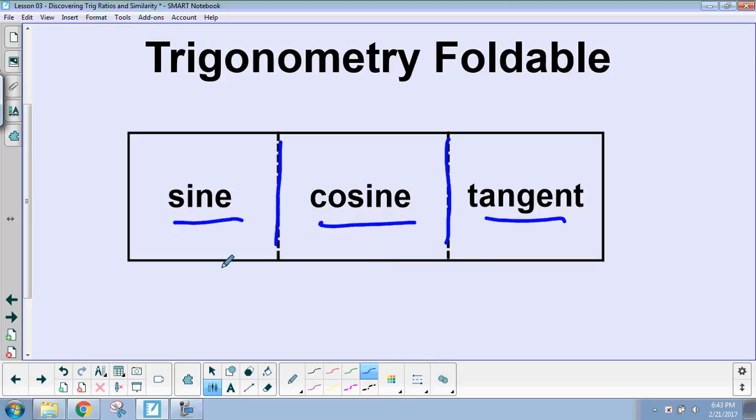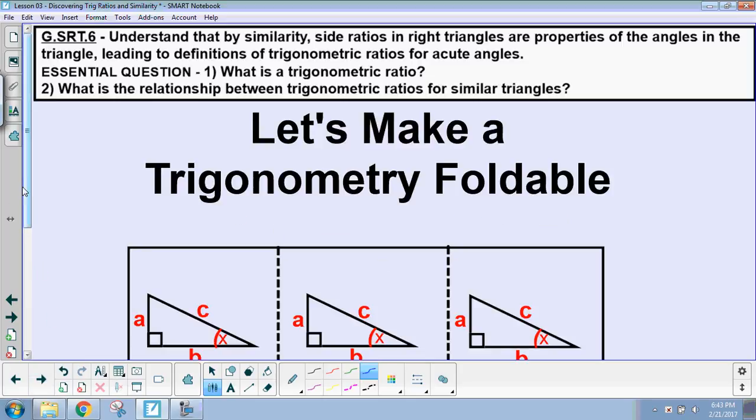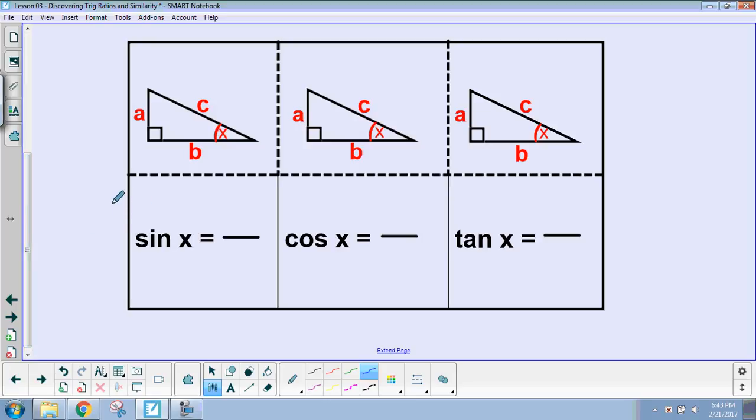Then on the inside, you open it up, copy this triangle on all of the inside of the doors. Remember, this is where it's folded. These are the only ones you're cutting halfway. Copy these triangles. Sine in reference to x would be opposite over hypotenuse. So A over C. Cosine x would be B over C, adjacent over hypotenuse. And tangent would be opposite over adjacent. So A over B.